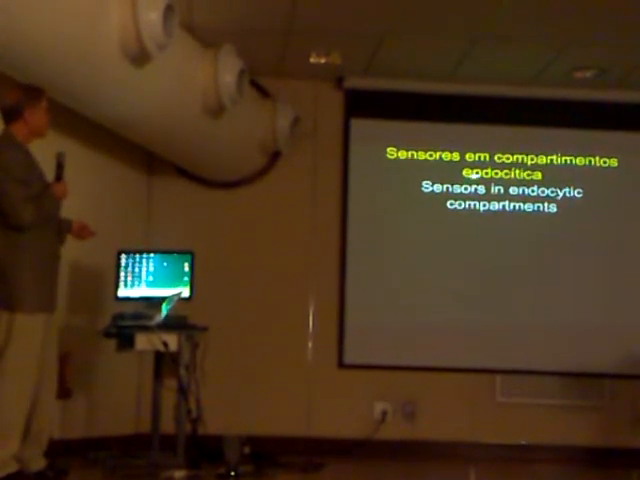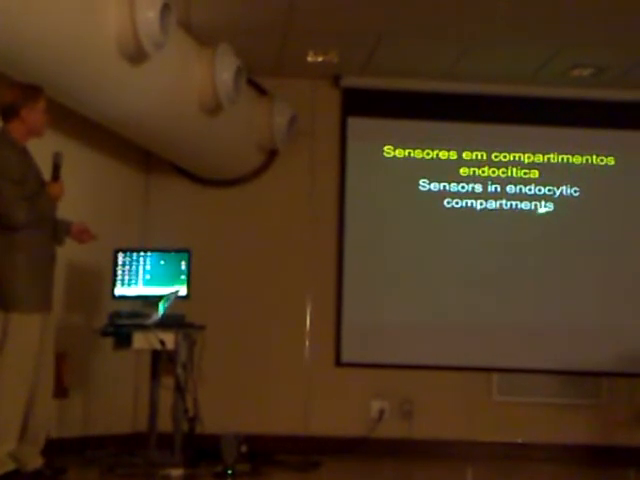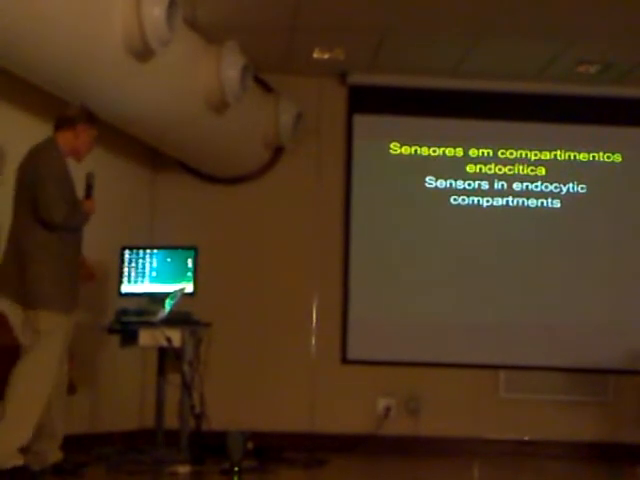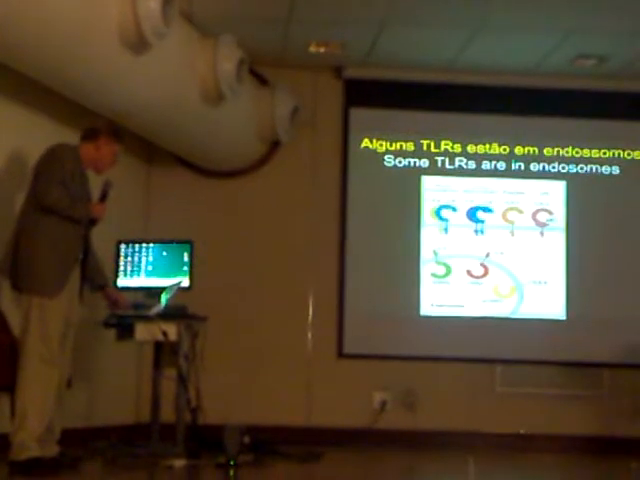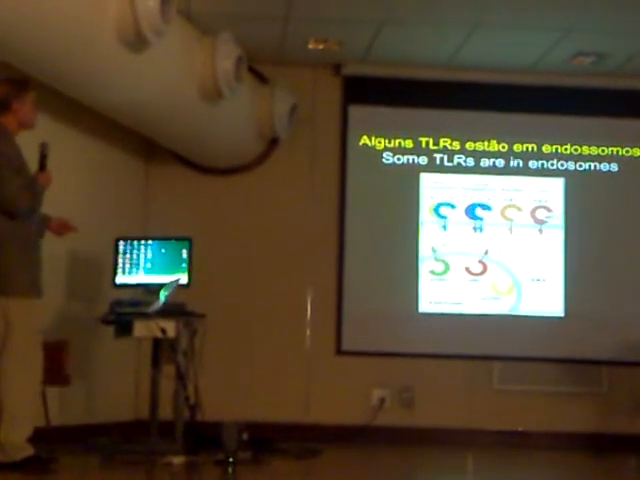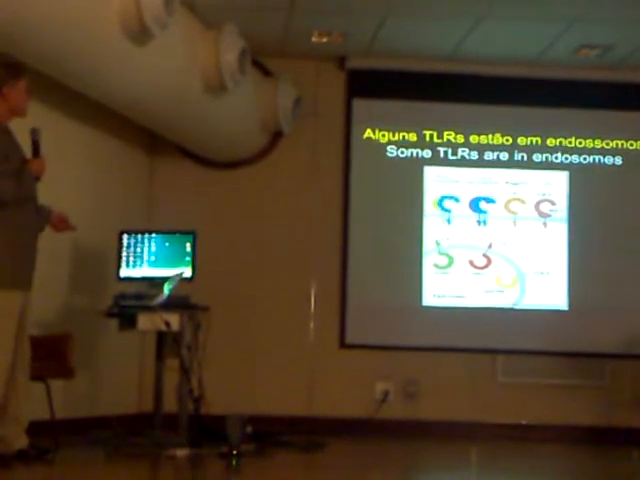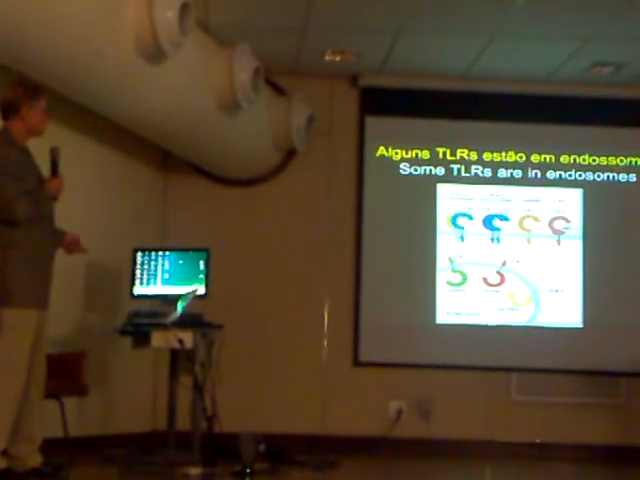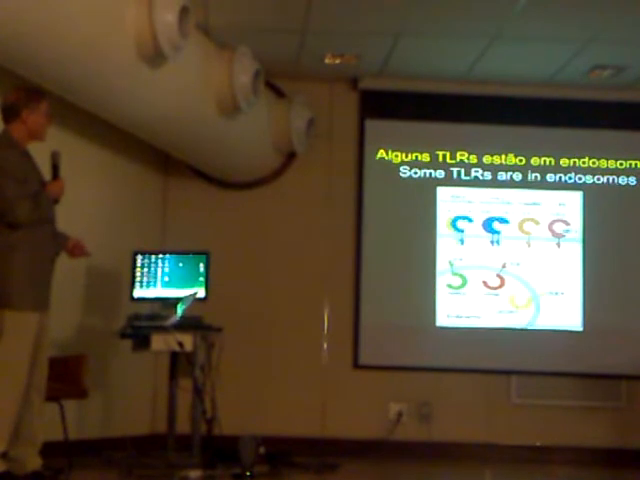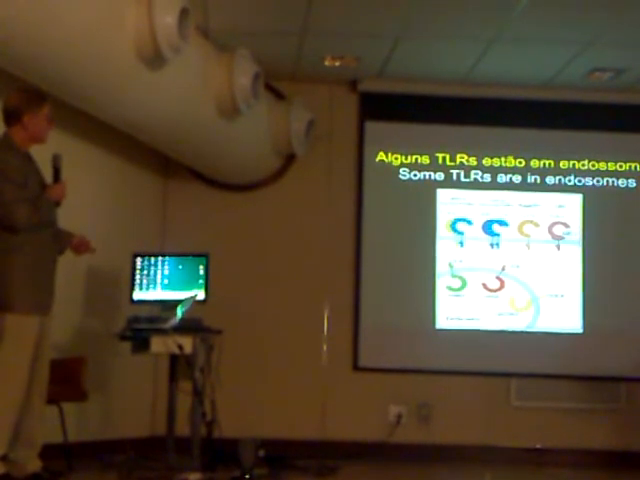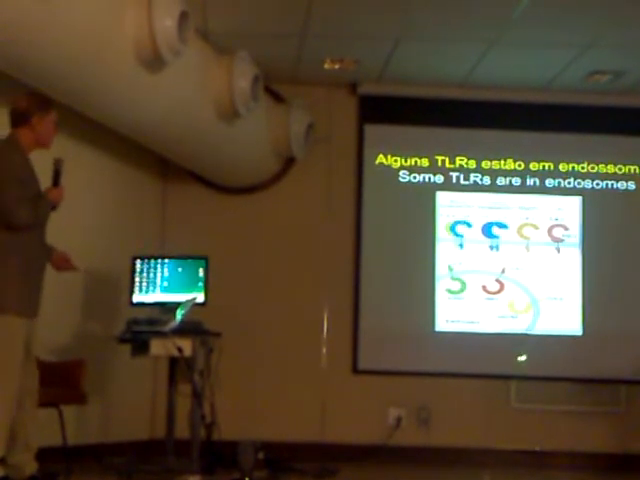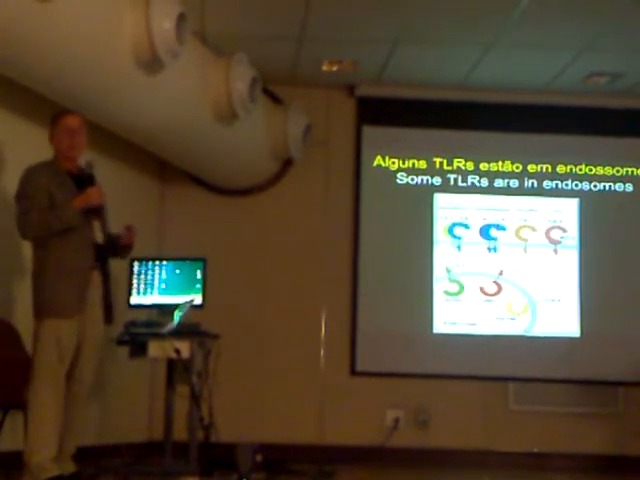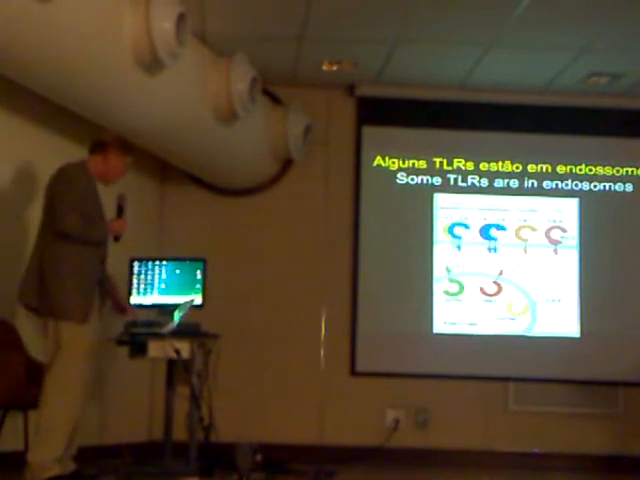There are also some of these sensors deployed in the endocytic compartments, so where cells will drink in or eat things from the environment. It turns out that some toll-like receptors are found in the intracellular vesicles. These are TLR3, 7, and 9 that you'll be hearing more about. And it turns out that these all like to see various forms of nucleic acid. We'll hear more about that. You can imagine if you've eaten a microorganism, it may have nucleic acids, right? So it's important to sense.